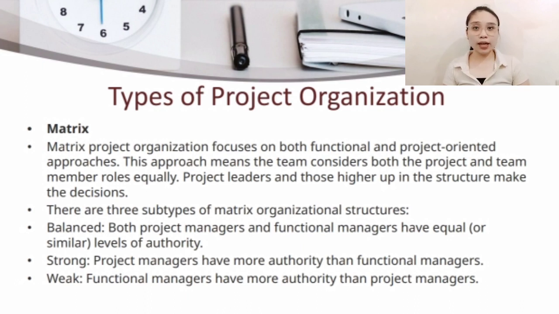Next is weak. Functional managers have more authority than project managers. It also means that the project manager has the least amount of decision-making power compared to the other matrix management types. When the project manager has limited authority over the project, the matrix becomes weak because the project budget and timeline is in the hands of the department head. Creating a communication plan can keep communication from getting lost in a weak matrix.